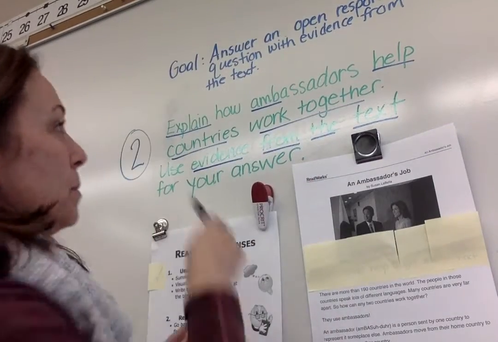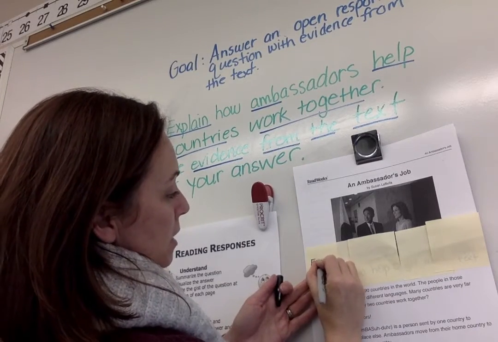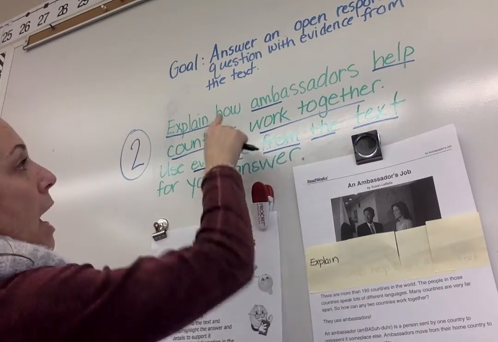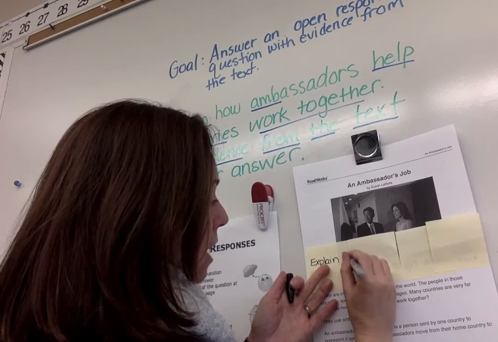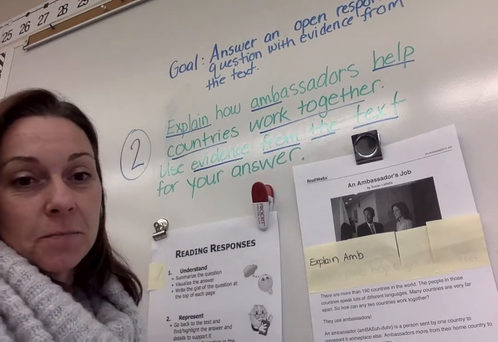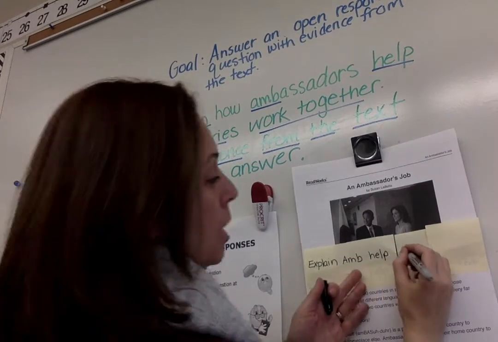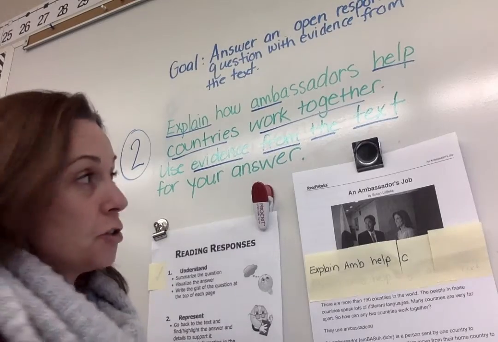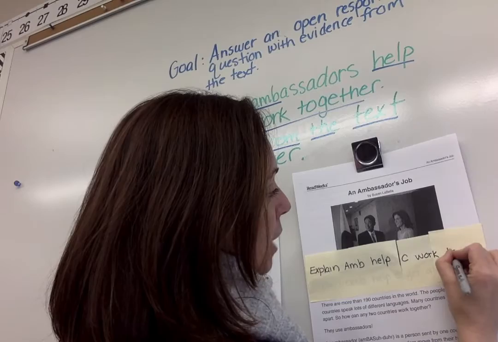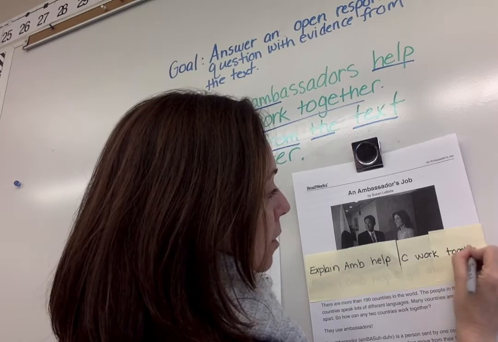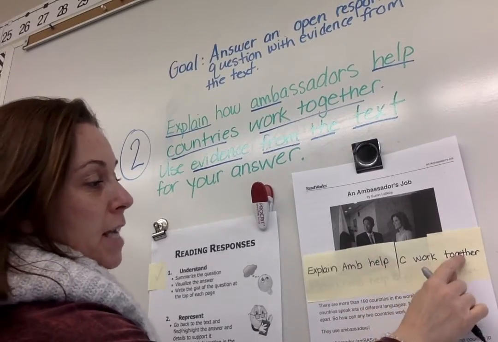I've already highlighted some important words. So we need to explain. So I'm going to write explain how ambassadors, I'm not going to write the whole thing. I'm going to write A-M-B for ambassadors. Help, that's an important word. Countries, I'm only going to do C for countries. Work together. Explain, ambassadors help countries work together.